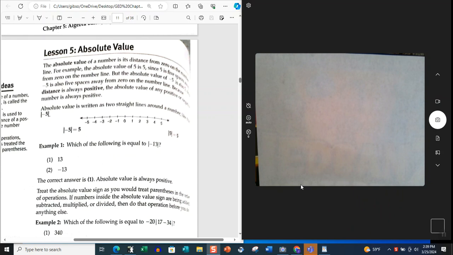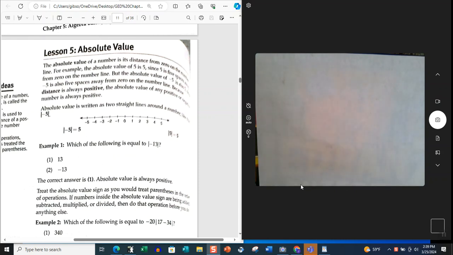Okay, now basically, absolute value goes like this. Instead of going through all of the things that they put in the definitions here, it's just the distance from zero. Again, absolute value is just the distance from zero. Your answer from the absolute value will always be positive or zero.